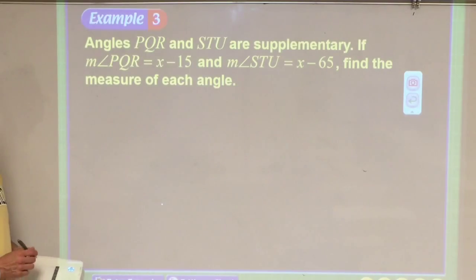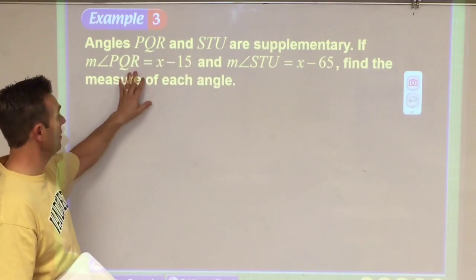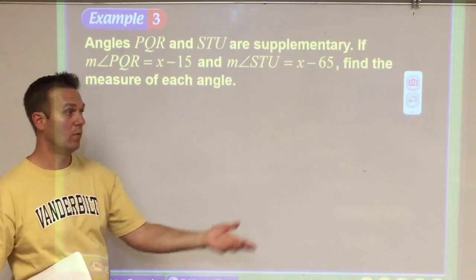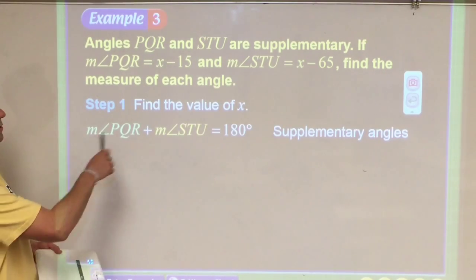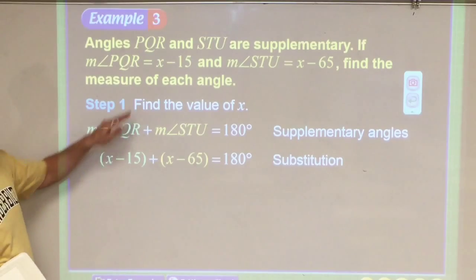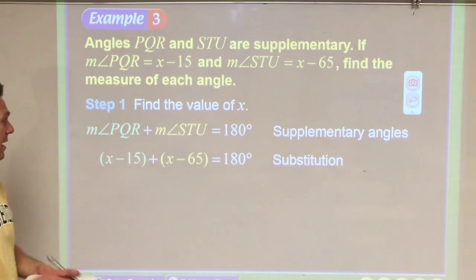All right, next, it says angles PQR and STU are supplementary. So the two of them added together have to equal 180 degrees. So first you find the value of X, angle Q and angle STU. You substitute what you know about them. PQR is X minus 15, STU is X minus 65.